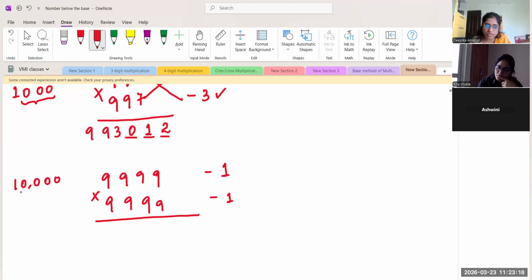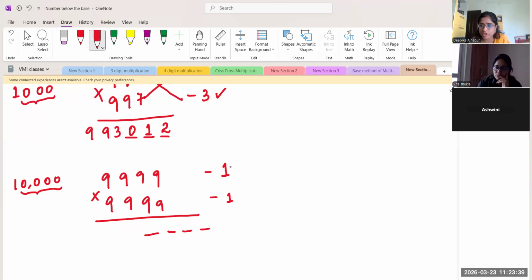Then how many zeros are there here? Those many places should be there in the RHS of the answer. That is right side of the answer. That is, how many zeros are there here? 4 zeros are there. So 4 zeros means I should take 4 places first to accommodate my right side of the answer. Right. What is right side of the answer here?